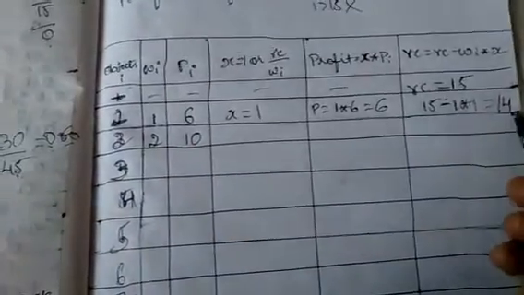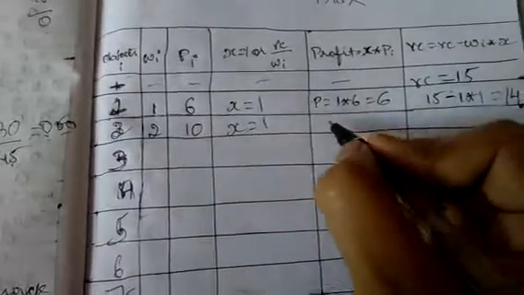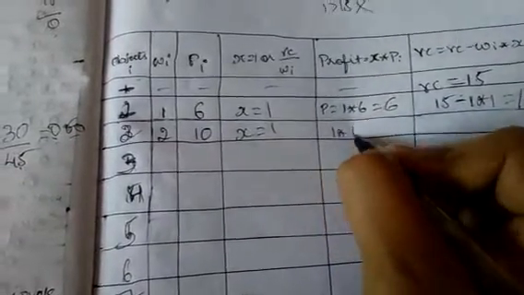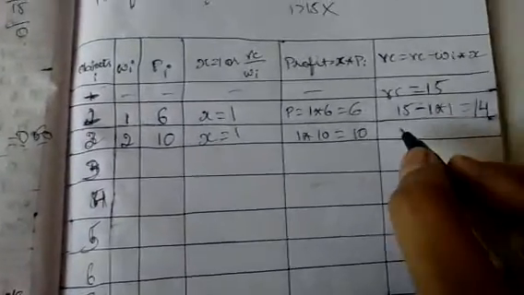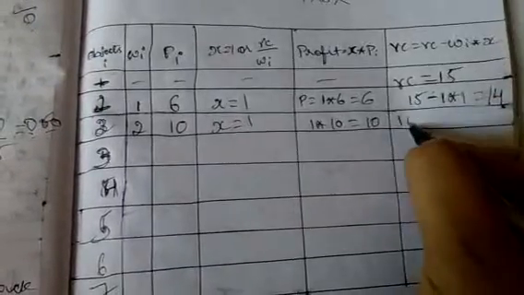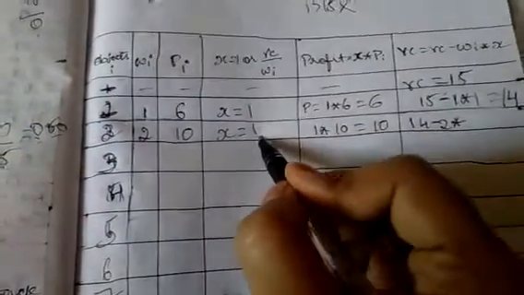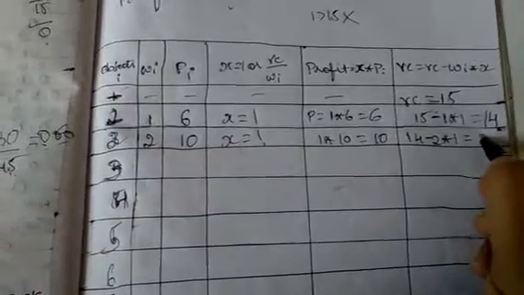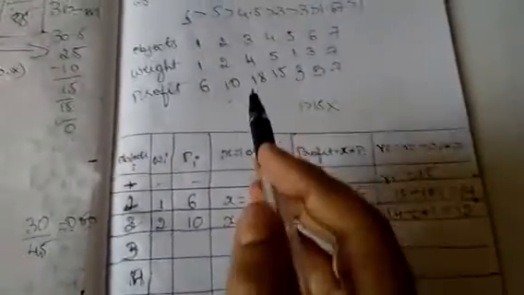Is 2 greater than 14? No, the condition is false. Again x is equal to 1. Then 1 into 10 is equal to 10. Okay. Then here remaining capacity, RC is now 14 minus W, which is 2. We have taken 2 into x, which is 1. 14 minus 2 is 12. Okay.